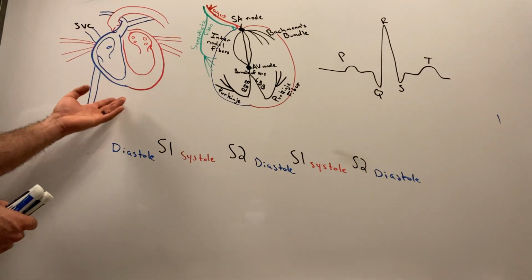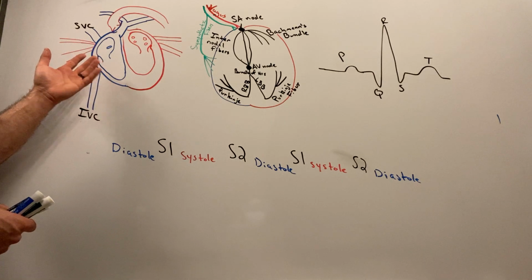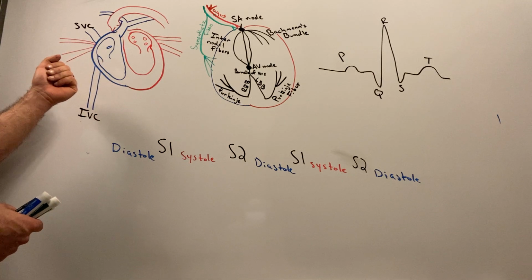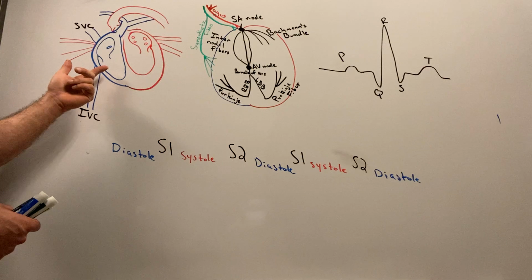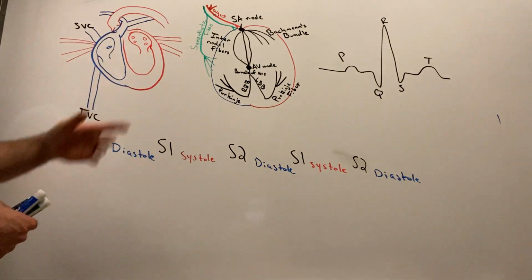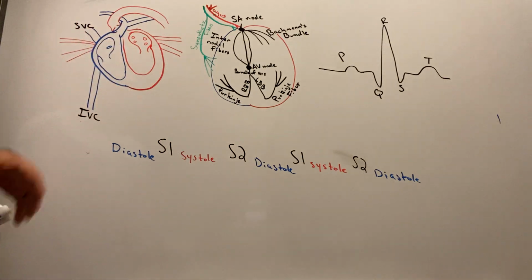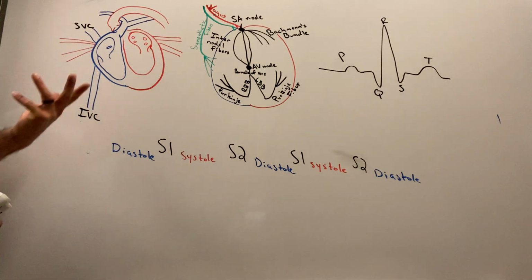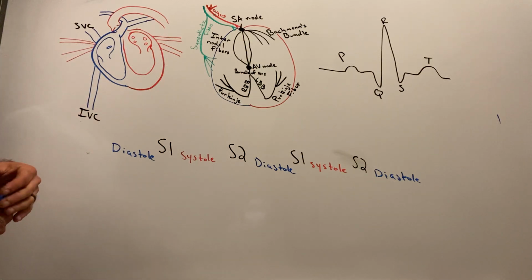So this is a depiction of the heart. The blue side is the right side of the heart because it's carrying deoxygenated blood. Right atrium, right ventricle. Red is the left side of the heart, left atrium, left ventricle. We can see our valves there. So we'll talk briefly about the blood flow through the heart.